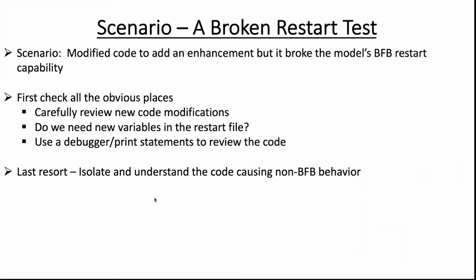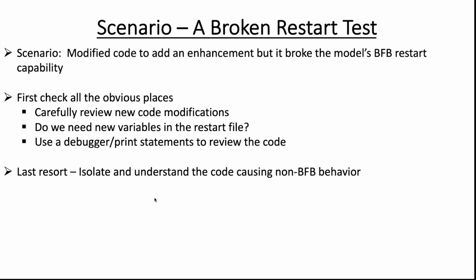So here is a scenario. For example, if you have a broken restart test, what that means is you modified some code and now your restart is broken. For example, you run the model for a straight 1 year, and then in another run you run the model for 6 months, and then you restart, and you compare the model history file after a year from both these runs, and they are different. And this is not what we want, because if that is true, then your final answer will depend upon the number of restarts you had.